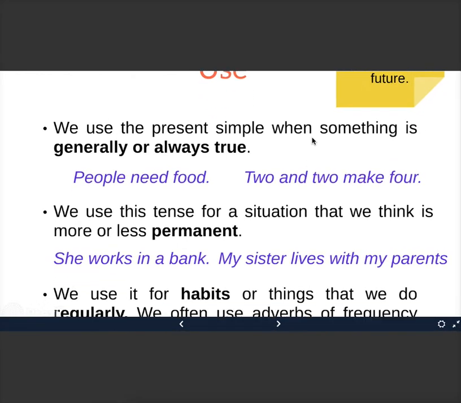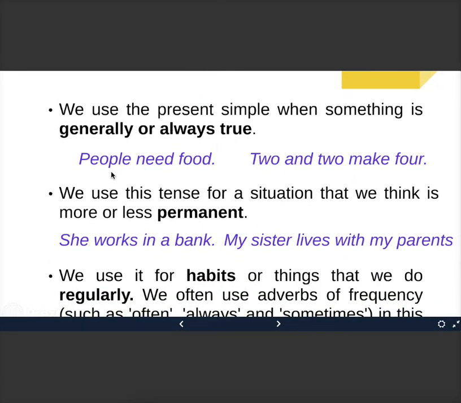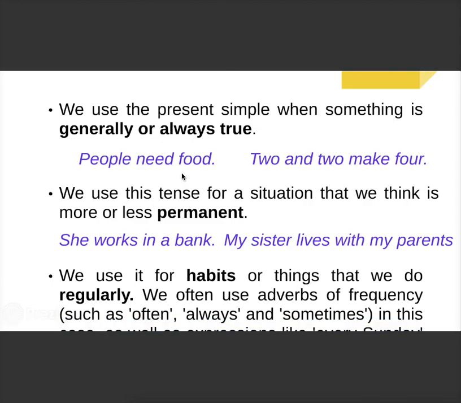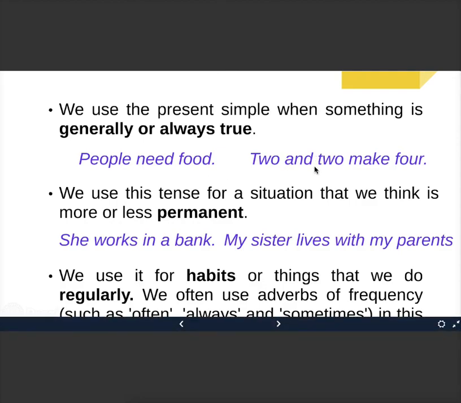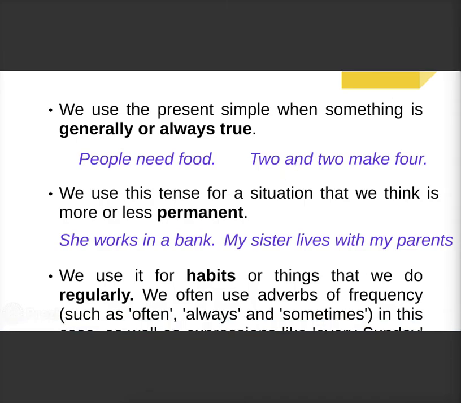For example, we have this. People need food. That's true. That's a general truth. Es una verdad. Si no comes, pues nada, te mueres. Or you can say 2 and 2 make 4. That's another truth. That's something that is true. 2 and 2 make 4, and that's something that is not going to change.